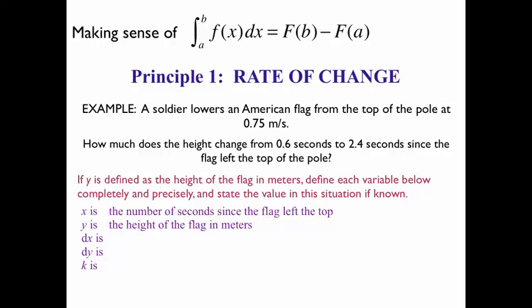And then what about y? Known or unknown? Unknown. It's taking on lots of heights, right? It's taking on lots of heights as the flag descends. dx is a change in the time in seconds. Known or unknown? What is it? 1.8. You should have gotten 1.8. Final value of x minus the initial. dx is 1.8.